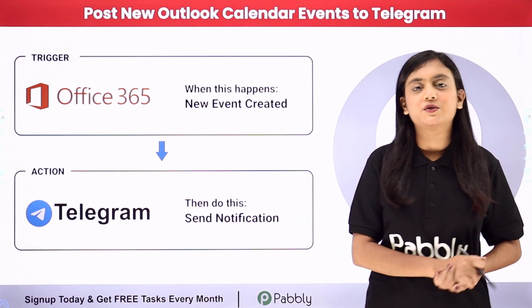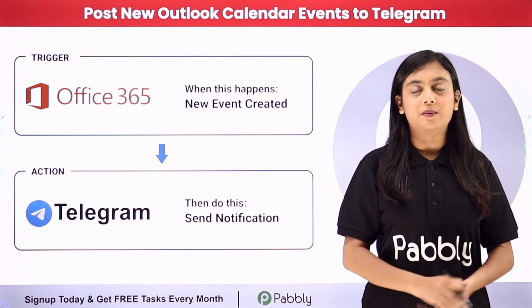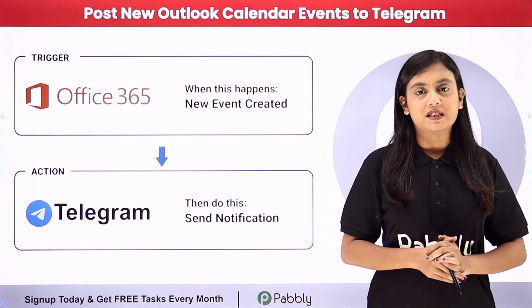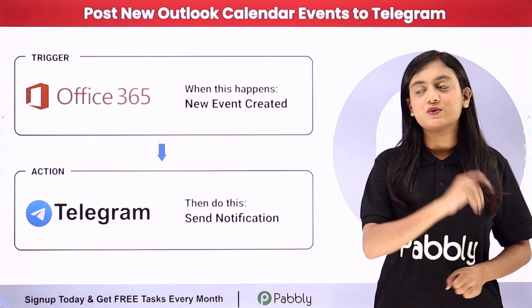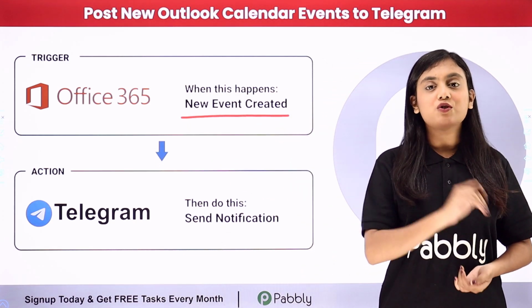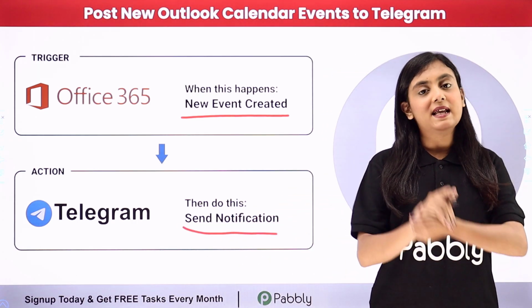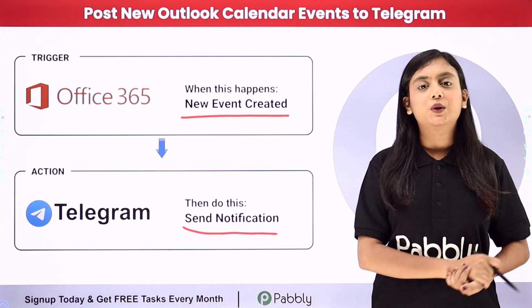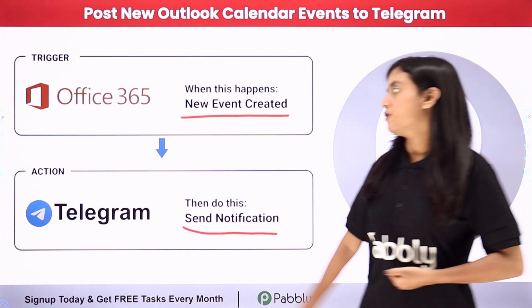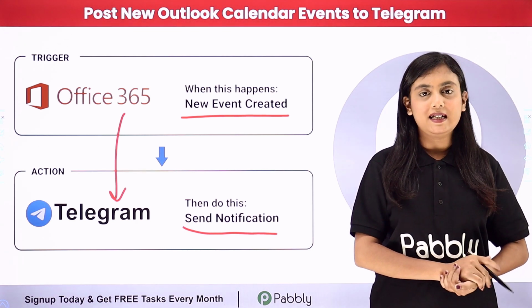In this video we're going to learn how to post new Outlook calendar events to Telegram. I am an owner of a business and my objective is that as soon as I add any event in my Outlook calendar, automatically a notification message of that event should be forwarded to my Telegram group. For that, we're going to simply create an automation between Outlook calendar and Telegram with the help of Pabbly Connect.